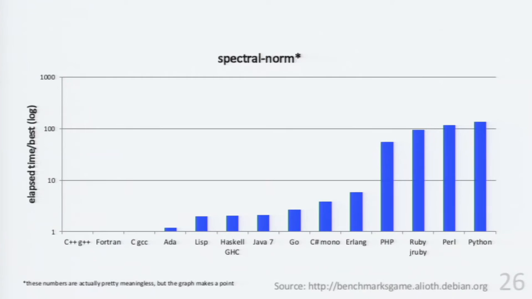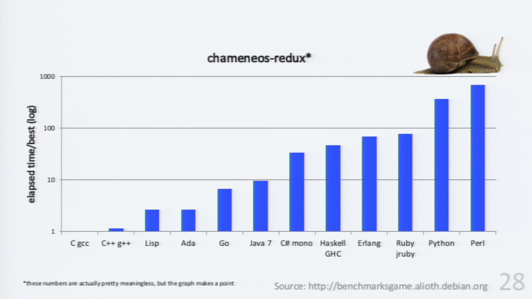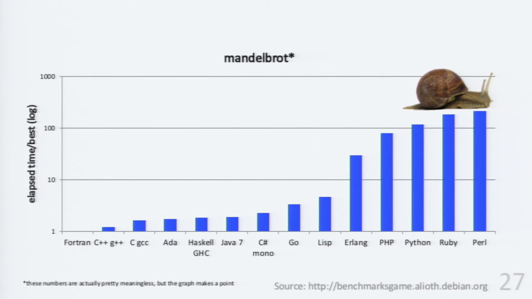Performance. Take some of the language shootout game benchmarks and look at their performance across the spectrum, from C++ up to Python. Pretty slow. Similarly, Mandelbrot. Similarly, this benchmark. Perl, in this case. What was the one in the previous one? Perl again here at the top end. All right.